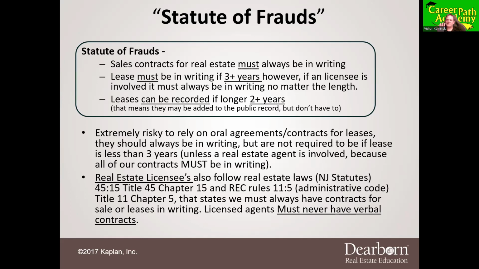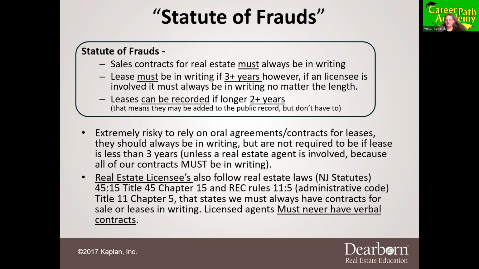Even though contract law in the state allows it, if there's no real estate agent involved, you could have a verbal lease between a tenant and a landlord. It's not a wise thing to do because how do you prove all the terms? Leases must be in writing by law if they're 3 or more years, whether a real estate agent's involved or not. And leases can be recorded in the public record if they're 2 or more years.